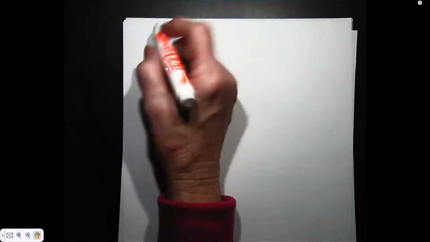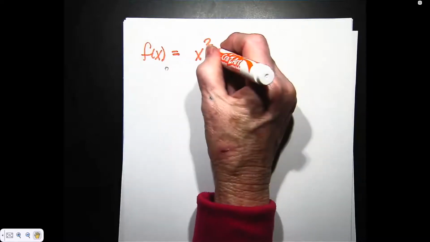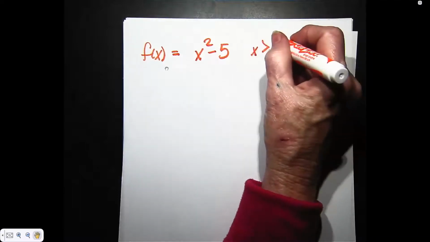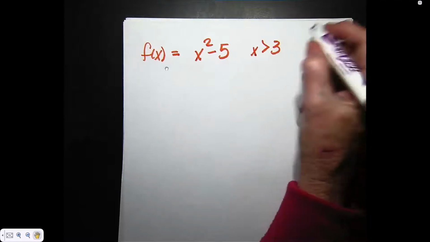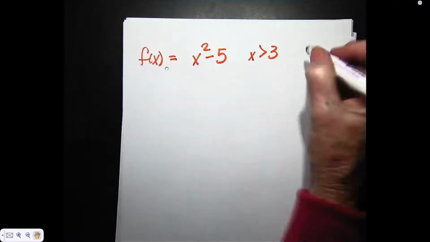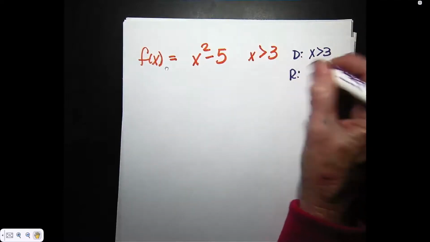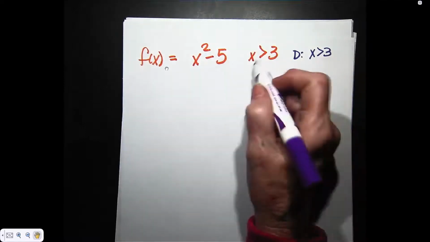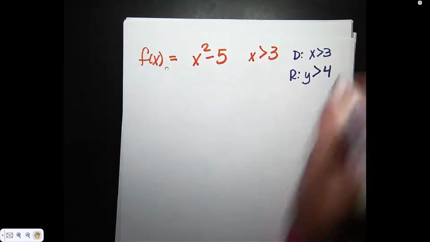All right, let's say we have something like f of x is equal to x squared minus 5 for x is greater than 3. Working this one, I can find my domain. My domain was given, so my domain is x is greater than 3. My range, I'm going to plug it in. 3 squared is 9, minus 5 is 4. If I put in 4, 16 minus 5 is 11. So I can see that y is greater than 4.